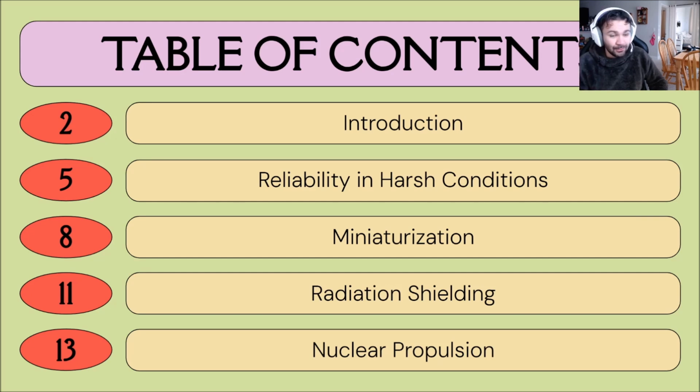So that we already talked about. Reliability in harsh conditions for nuclear power plants, mineralization, radiation shielding, and nuclear propulsion. Right, so this is the content that my professor actually laid out as what we could use as an example. I like what she put out. I find this topic very interesting, so I decided to go with it.